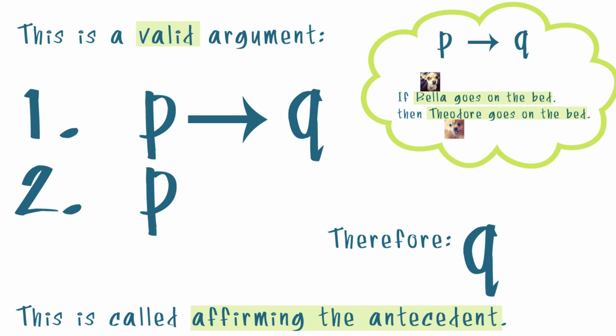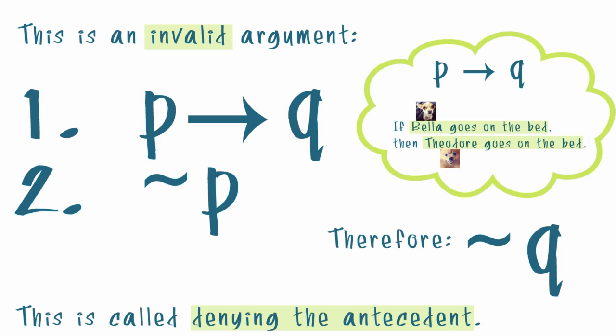This is another one we saw. It's the first one we saw. This one's called affirming the antecedent. If Bella goes on the bed, then Theodore goes on the bed. Now we affirm the antecedent. Bella went on the bed, and therefore we know Theodore must have gone on the bed too. And this one is a valid argument.